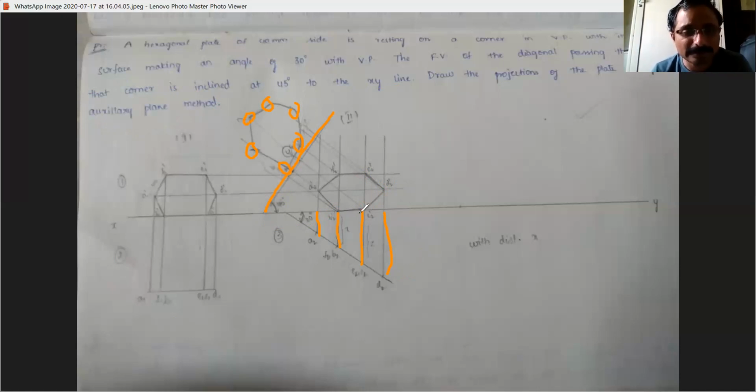The below-xy distances are marked from this auxiliary plane in this direction, in this way. By fixing one corner, all the remaining points are identified. If you join all those points, you have the solution for the auxiliary plane method, the projections of the plane. In this way we have the final solution. So this is one of the methods used in projections of planes.